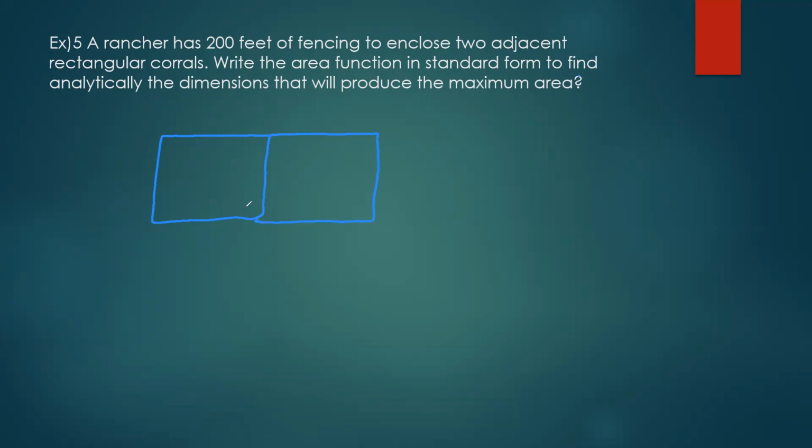Okay, so let's call this x distance, and then we'll call this y. And then it says that the ranch has 200 feet of fencing. So that's a big clue. What do we got to find? At the end of the day, we have to find the largest x value and the largest y value to maximize the area, right? So we've got to find x and we've got to find y.